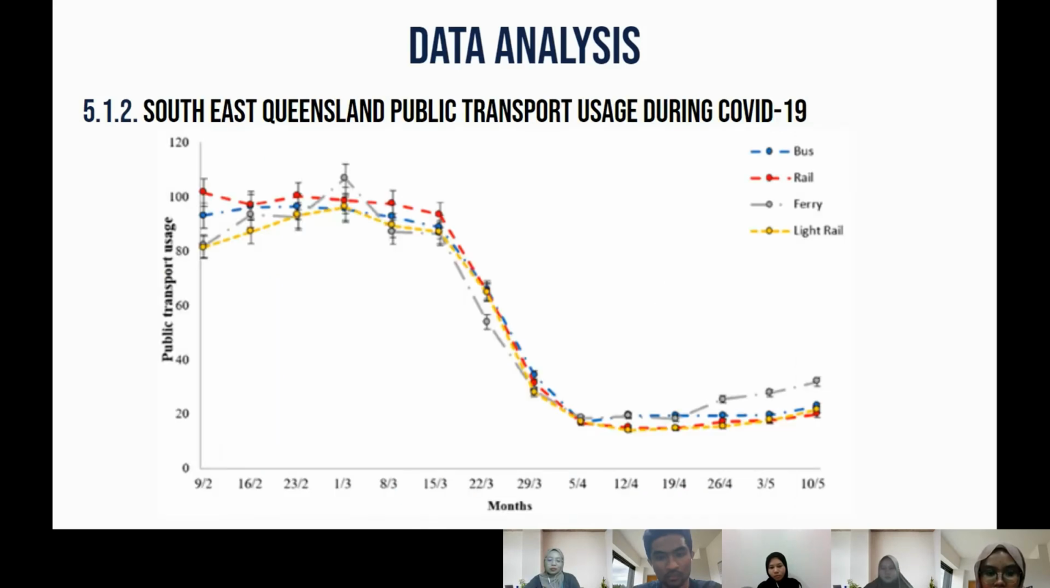Next slide, I will present data analysis on public transport, which is Southeast Queensland public transport usage during COVID-19. On February 9, there was a significant decrease in light rail and ferry use, with almost 81% on the graph, while the bus and rail were used more. Passengers used bus, train, and light rail facilities in the days following the 9th of February until almost the middle of March, following a similar pattern. Due to government orders, passengers did not favor public transportation from the second half of March to the 5th of April. Next, I will pass to Wajdi.